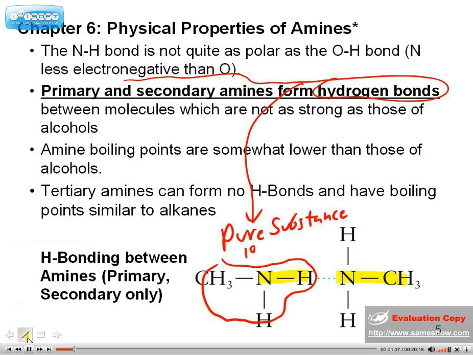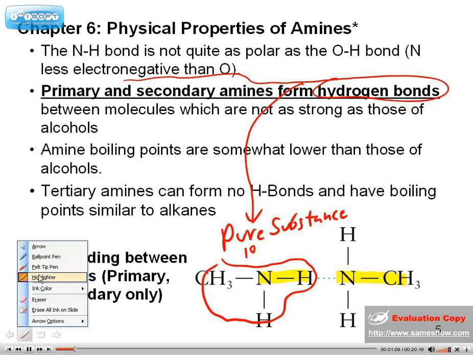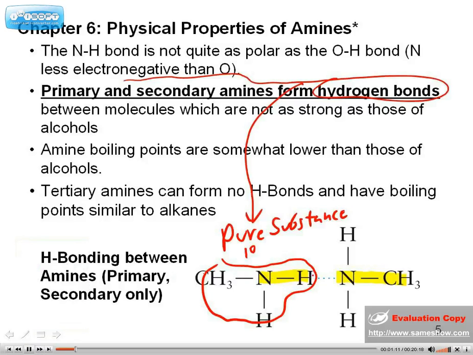Now, I've never made it a requirement for you to draw the lone pairs, but this is why it makes it a little bit easier, because then you can visualize if there's a lone pair present, then you can have a potential hydrogen bond, provided there's another hydrogen attached to a nearby nitrogen, oxygen, or fluorine. For the pure substance, again, we're looking at hydrogen bonding between like molecules.